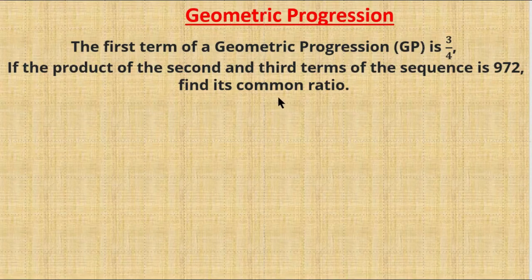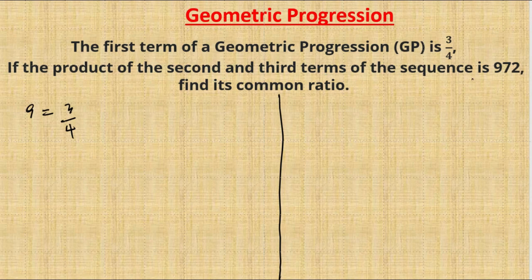We have this question on geometric progression. We have that the first term of a geometric progression, that is a, is given as 3 over 4. Now, if the product of the second term and the third term of this sequence is 972, we have to find its common ratio.